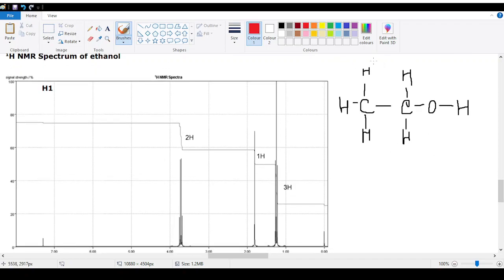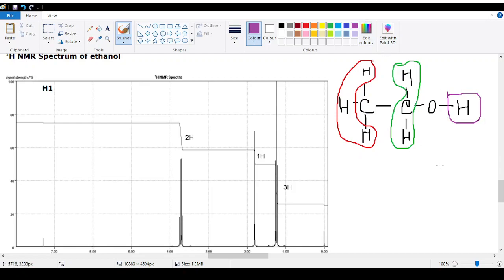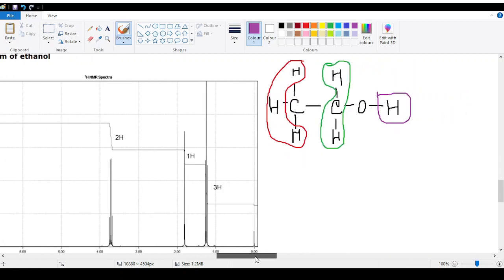So these three hydrogen atoms all have the same environment, right? They will be responsible for a single peak. These two hydrogens will be responsible for one peak, and this one will be responsible for another peak. So three different chemical environments. We understand that, right? Okay. So let's try to find out the splitting pattern.